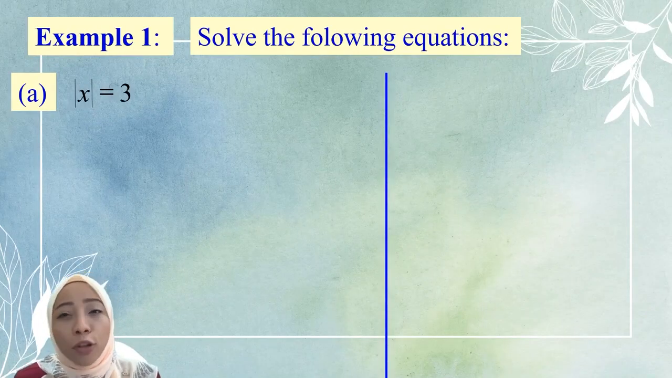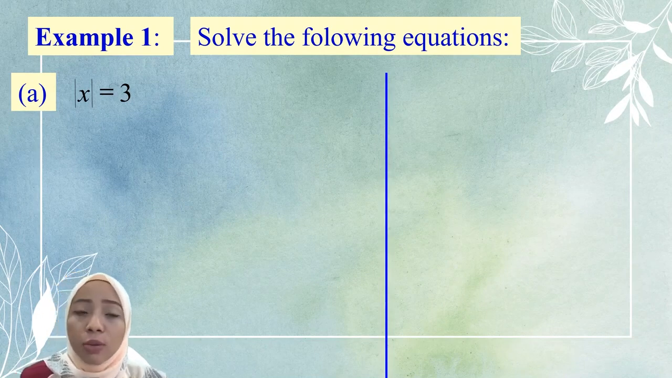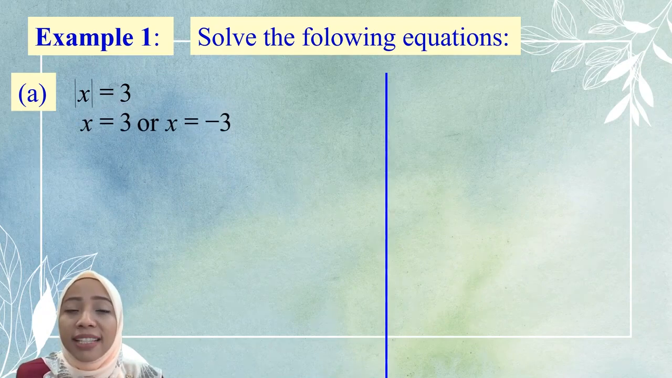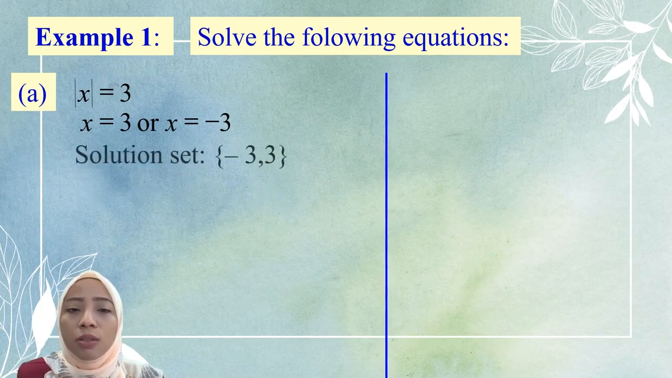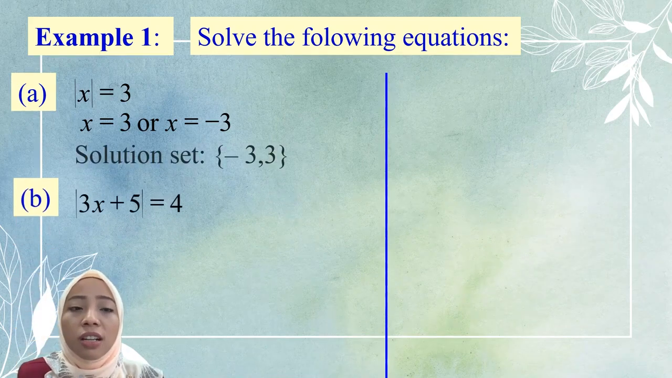Let's solve the following equation. Given the absolute value of x equals 3, it means that x can be 3 or x can be negative 3. So our answer can be written as this. Second example, given the absolute value of 3x plus 5 equals 4.